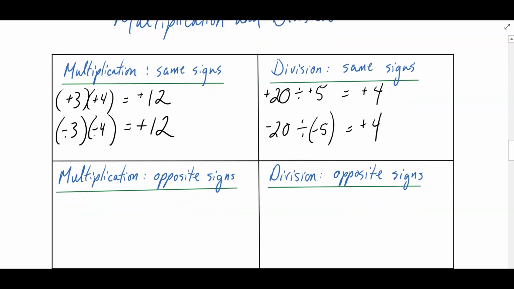For multiplication with opposite signs, the result will be a negative. So let's try negative 2 times positive 4. The answer is, because we are doing a negative times a positive, a negative 8. And division with opposite signs, positive 30 divided by negative 2. It is positive divided by negative, so it's negative. 30 divided by 2 is 15.